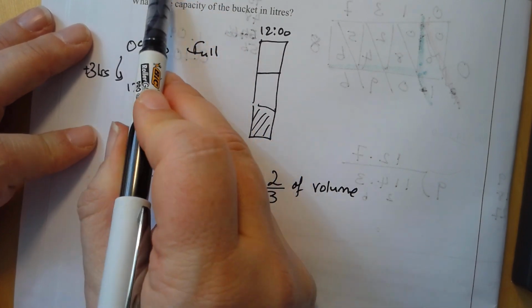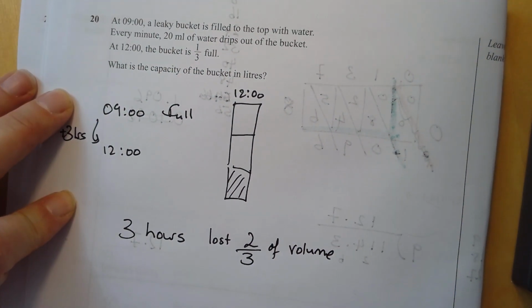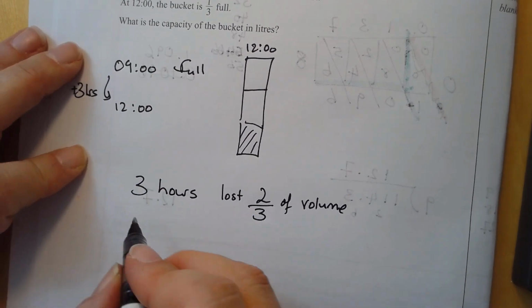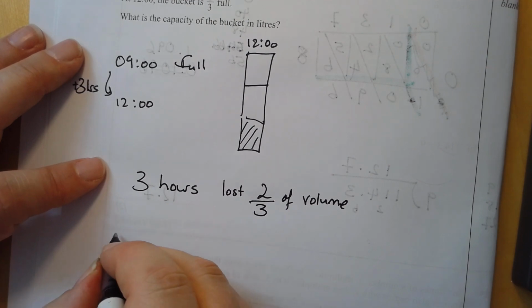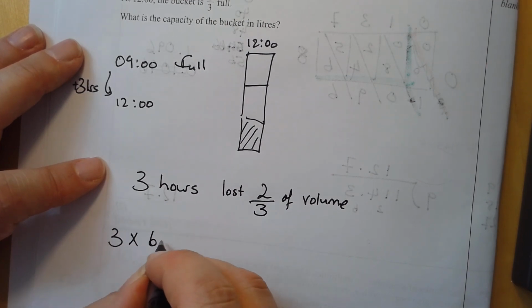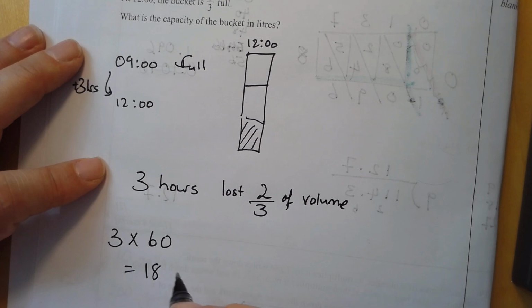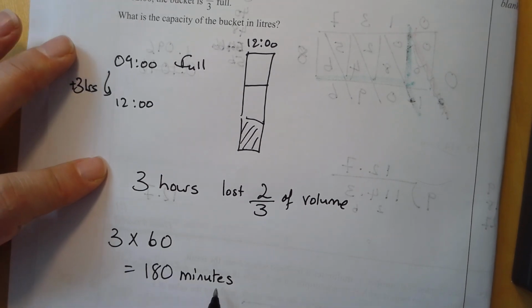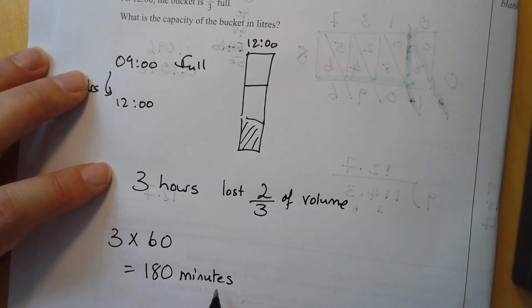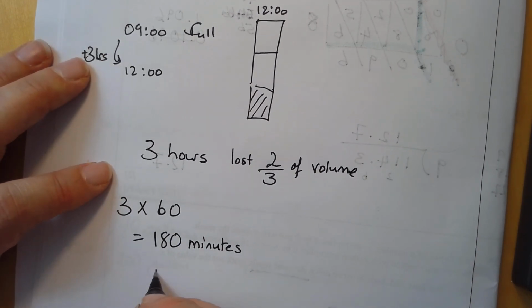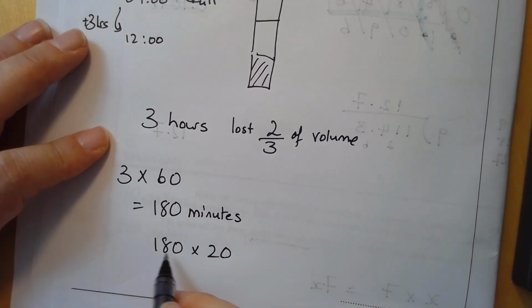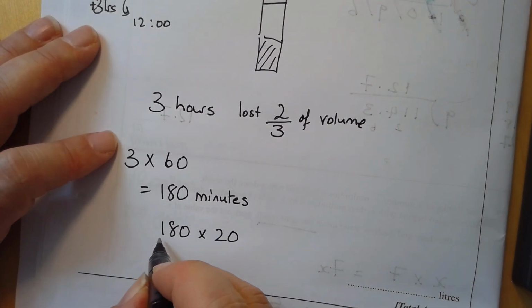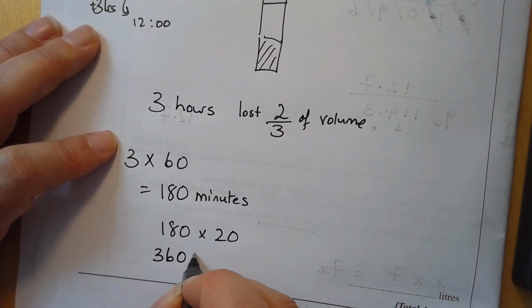Now it asks us in minutes. Every minute 20 mils of water drips out of the bucket. So what are we looking at? Well, we need to convert 3 hours to minutes. We do that by multiplying by 60. 3 multiplied by 60 is 180 minutes. In 180 minutes, every minute 20 mils of water drips. So we take 180 and multiply it by the 20 mils. 180 multiplied by 20 is 3,600.